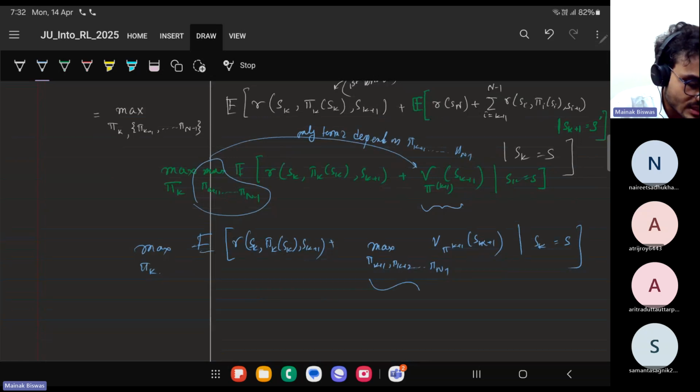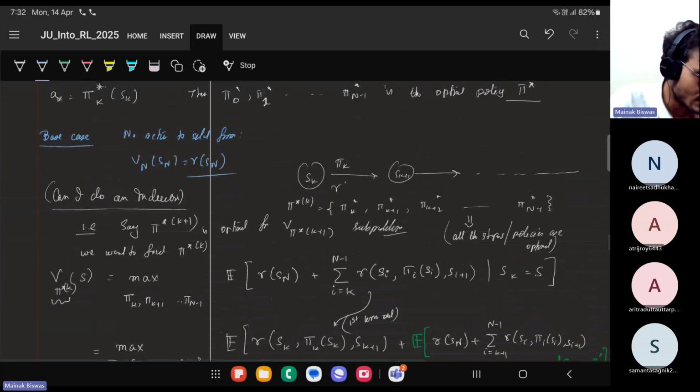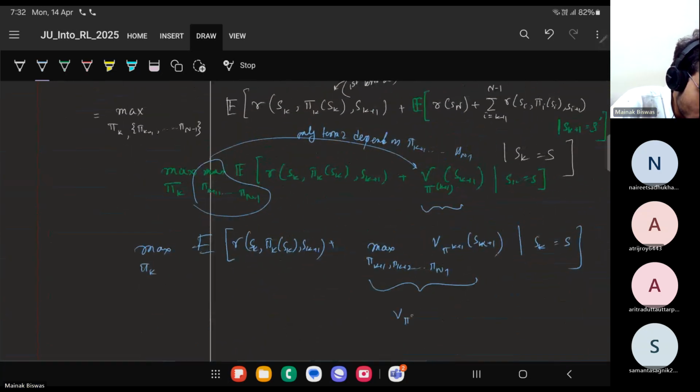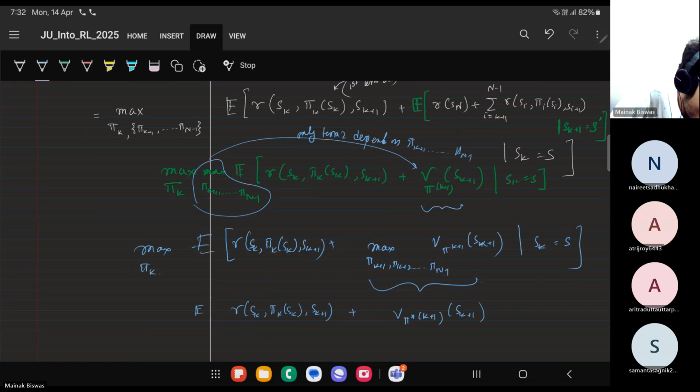Okay, so now what is this? When you maximize, we have already defined this. For the subproblem pi k plus 1, we already have the optimal. If we already have the optimal for the subproblem, I can just replace it by that, right? Yes or no? This is what we had started to prove initially. Yes. Good.